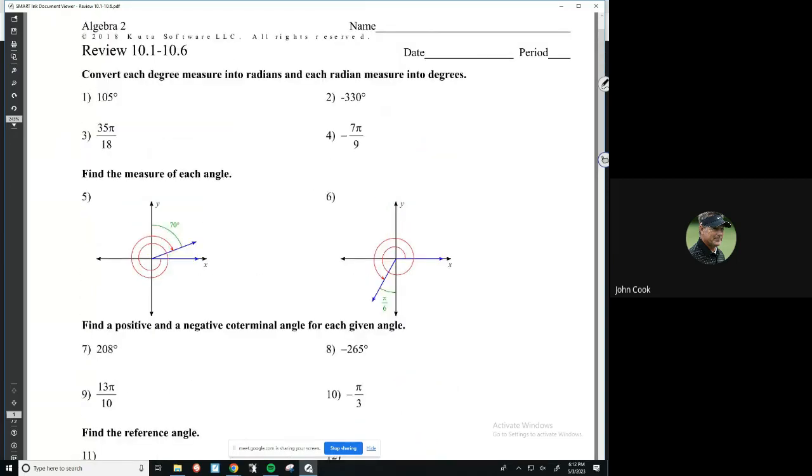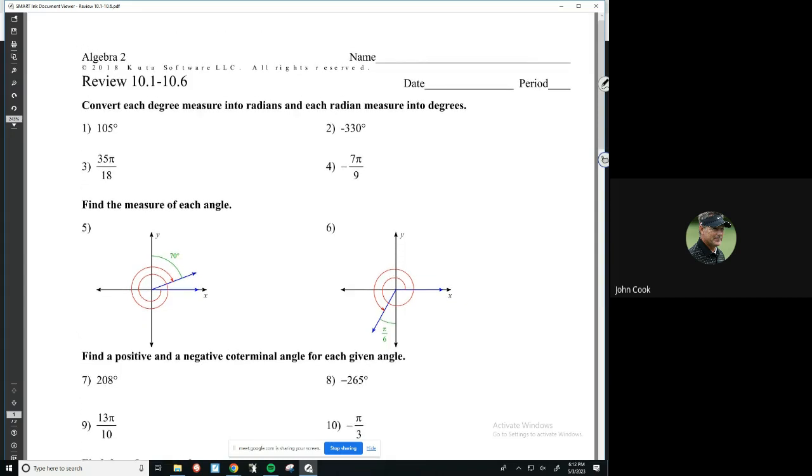We're going to work on this review for 10.1 and 10.6. We did a review for 10.1 and 10.3 already, so a lot of these problems are going to show up the same way. If you want a more thorough review of those sections, you can watch that review video. I'm just going to use the methods from that video to solve all these quickly.